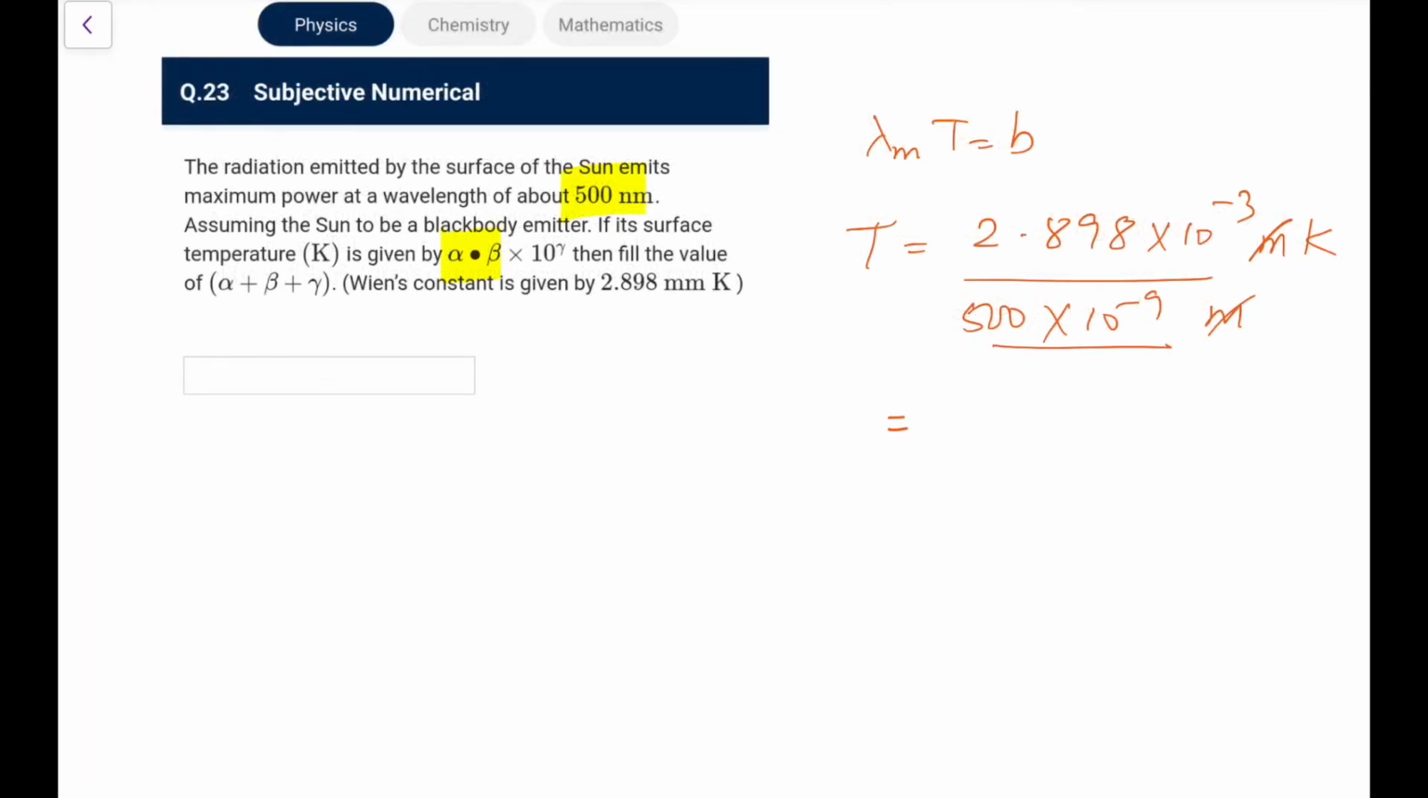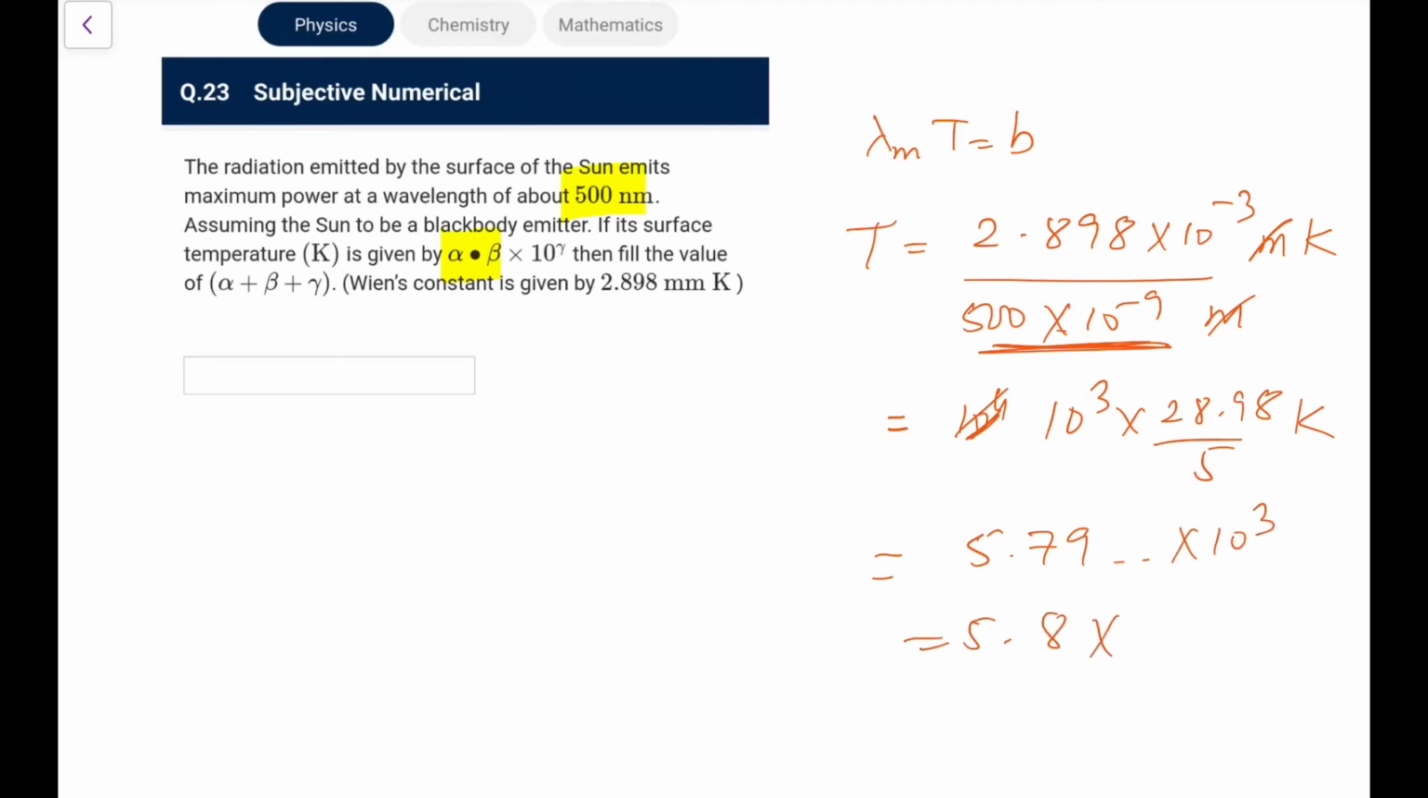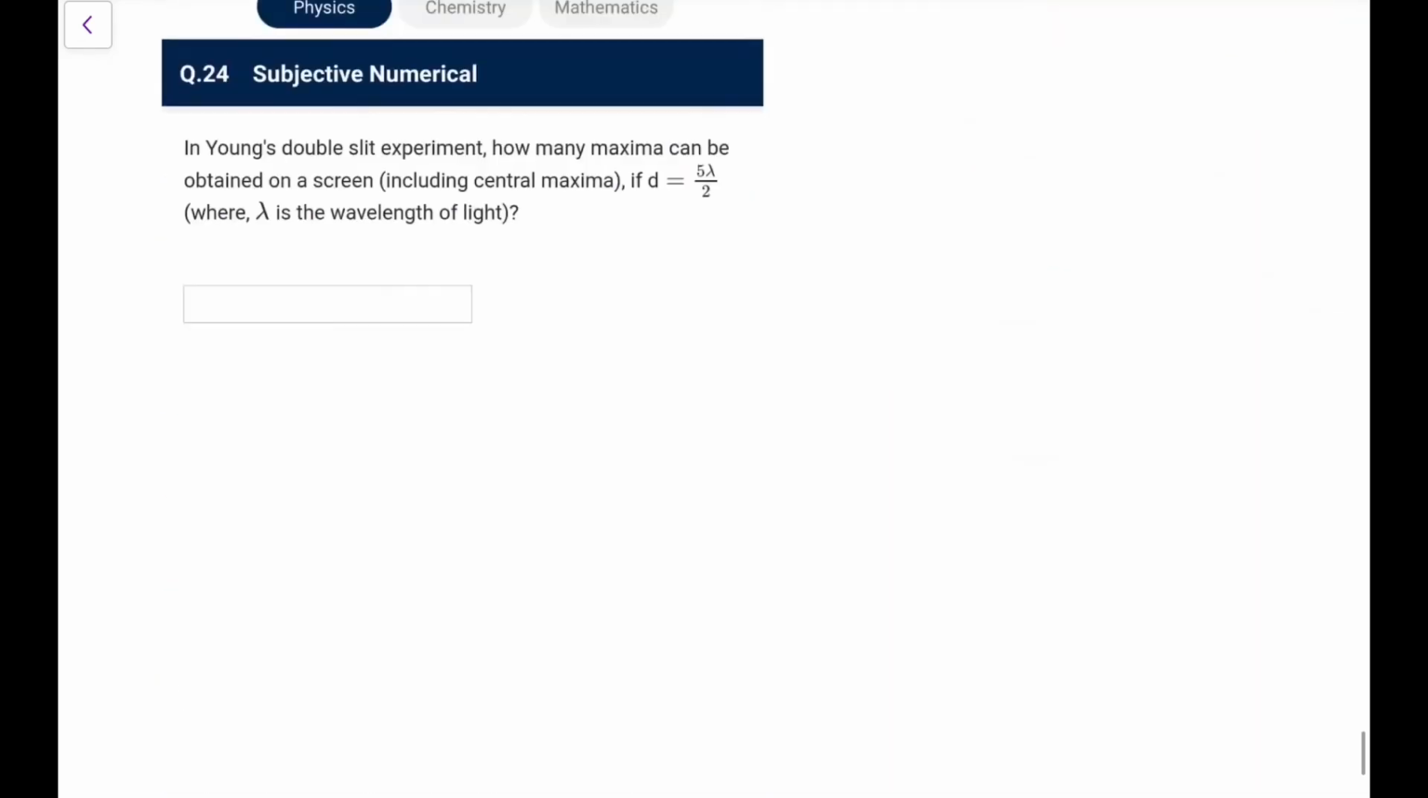After cancelling, what we will get is 10 to the power 3 into 28.98 by 5 Kelvin. If you do this, it will be 5.79 something into 10 to the power 3. So I can write in this form as 5.8 into 10 to the power 3. So 5 and 8 is 13, 13 and 3 is 16, so the answer is going to be 16.